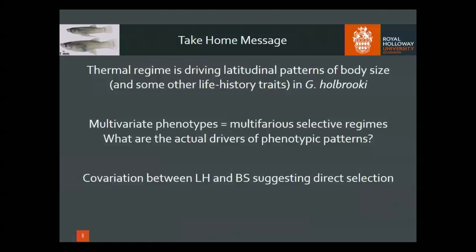And the very last one, also a really important one: just because you do find some correlation between certain traits and environmental variables doesn't always mean that there is direct selection on these traits. As we showed with our body shape analyses, they can be due to covariance to other traits that are actually under selection.